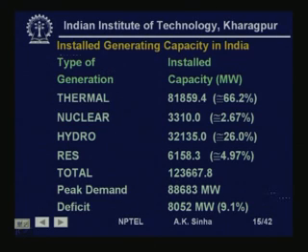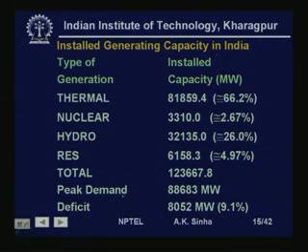Though the total capacity may be this much, the amount of power that we can supply at any time is not certainly this much, because many plants are very old plants, they cannot work at their full capacity. Also, some plants have to be taken out for maintenance and other purposes.